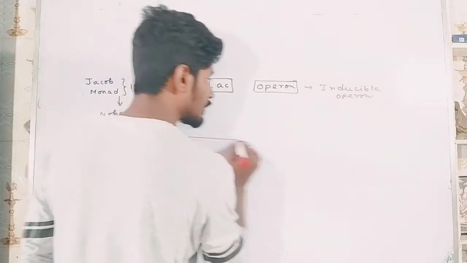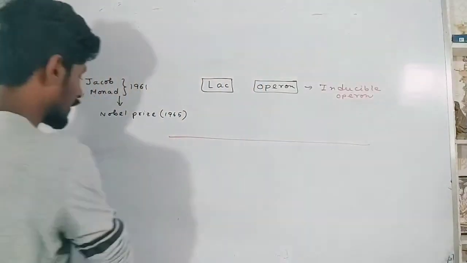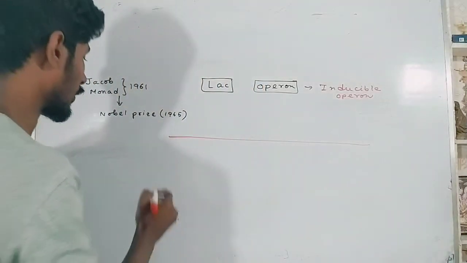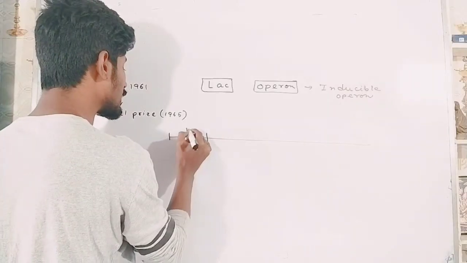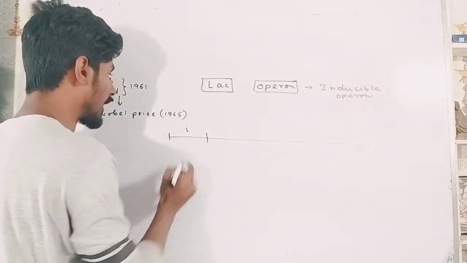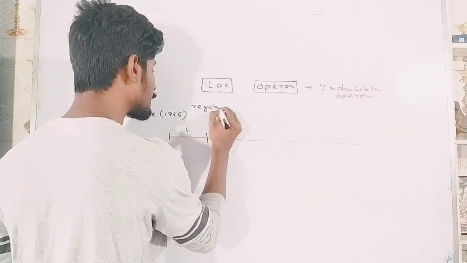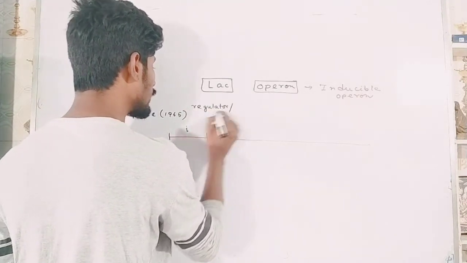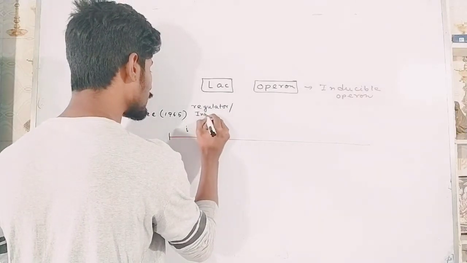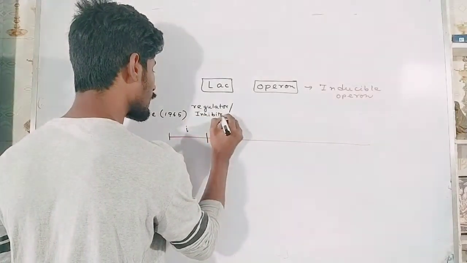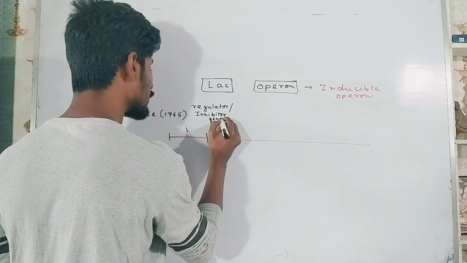Now let us understand the basics of the operon. So the first gene is the regulator gene, that is the I gene. It is called the regulator or inhibitor gene.